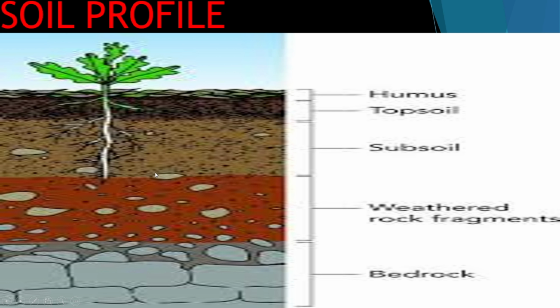That is why the roots are coming down in search of water. The bottom layer is called the parent rock. It contains small pieces of rock. See here, you can see here and there small pieces of rock. Now below the parent rock is the bedrock. This is called bedrock. It is made up of large rock. The bedrock lies very deep inside the earth.